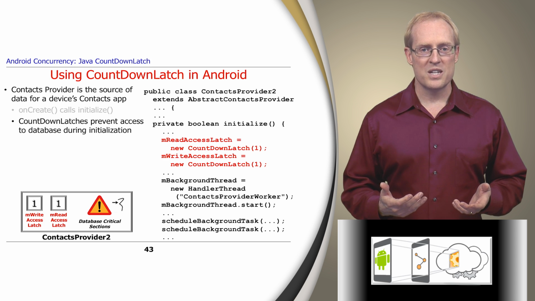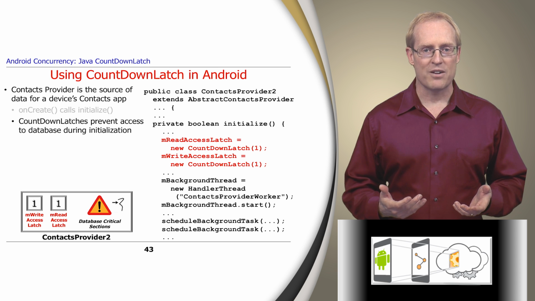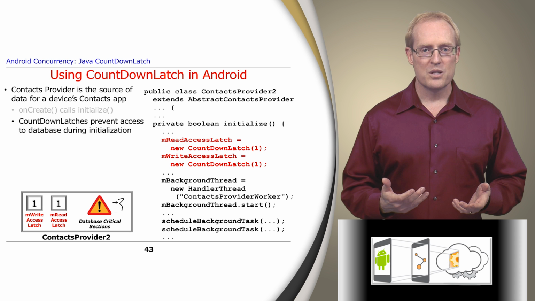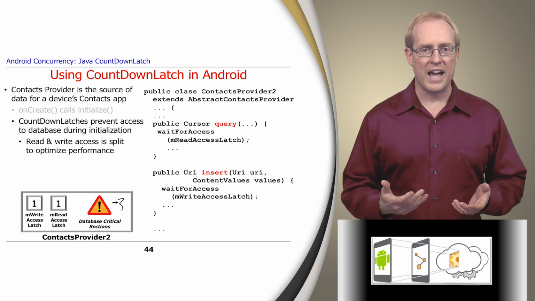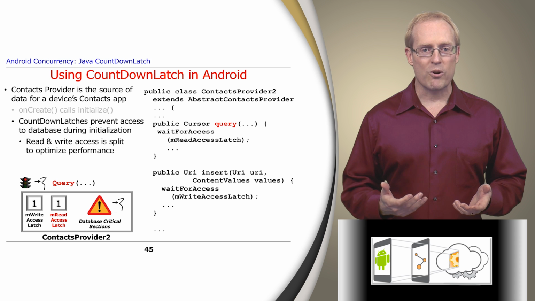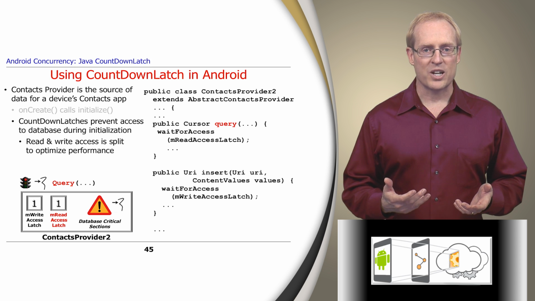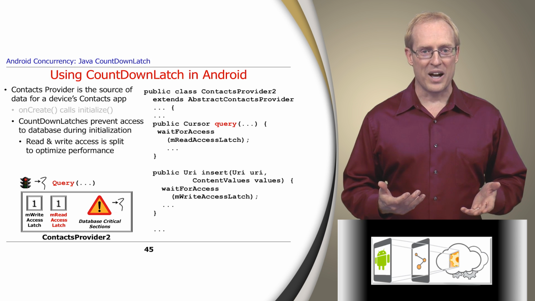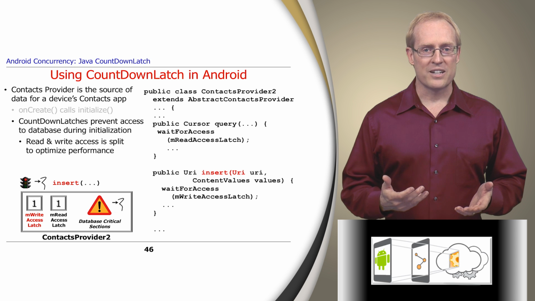To ensure consistency and to optimize performance, 2 countdown latches, each initialized with a count of 1, prevent database access during initialization. Splitting the countdown latches into read and write access optimizes performance, since read-only methods on the contacts provider can be processed as soon as that portion of the database is initialized. For example, any calls to query block until the read access latch count equals 0. Likewise, any calls to insert block until the write access latch count equals 0.